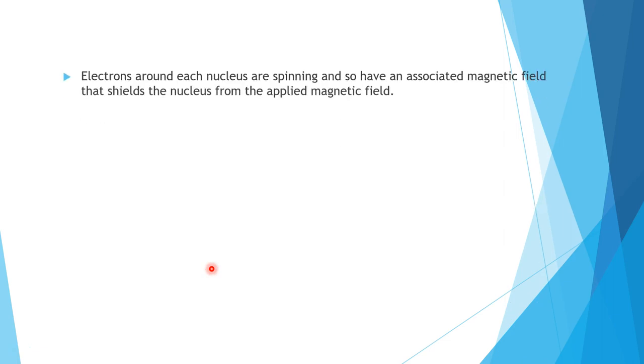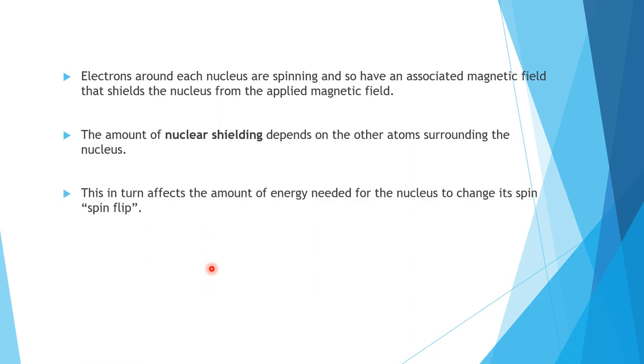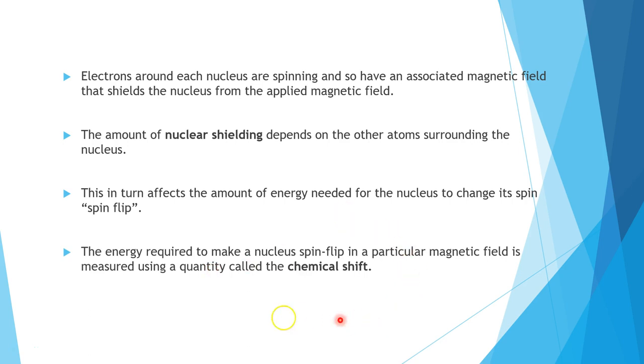If we think about the fact that electrons around each nucleus are also spinning, they'll have a magnetic field, and the interaction between that magnetic field and the applied one, the one from the machine, can shield the nucleus from that. So it can protect the nucleus from interacting with that. We call that shielding. The amount of shielding depends on the number and type of atoms around the nucleus, and therefore determines where it turns up on our x-axis. So it changes the energy required for a spin flip to occur, as if there is a buffer zone made by the electrons that's protecting the nucleus from interacting with that energy.